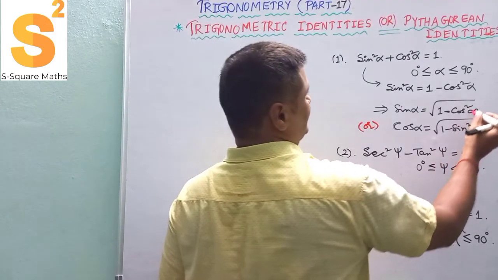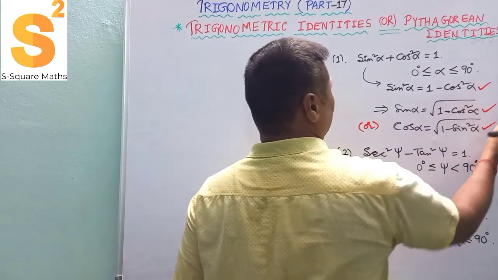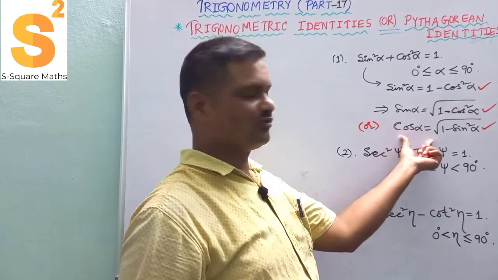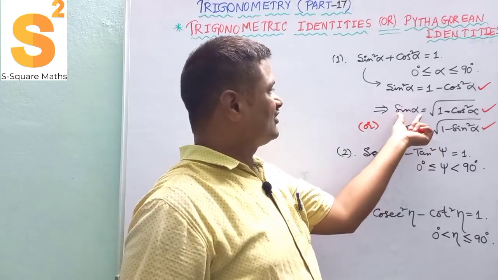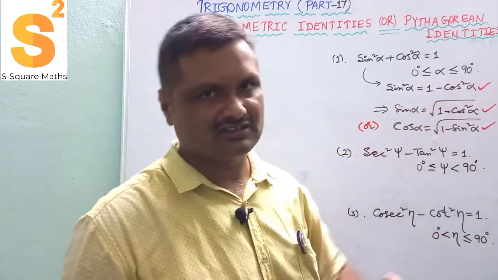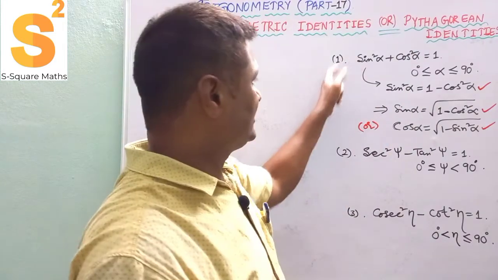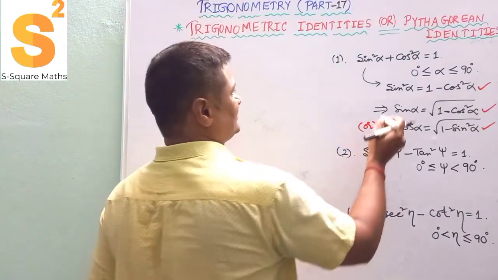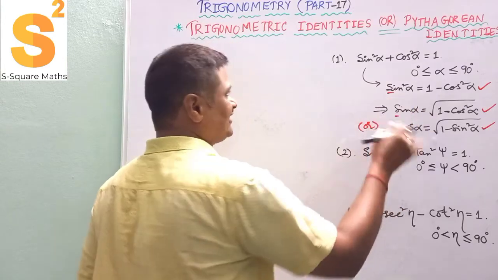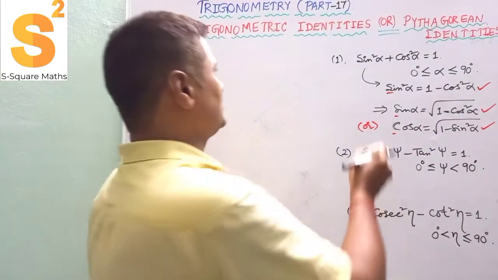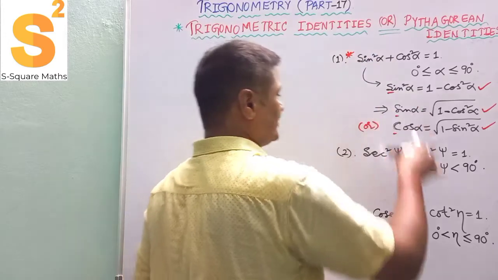Like this we can go through various deductions. One more I can also write here, cos square alpha is equal to 1 minus sin square alpha. So these are the various deductions, the first, second and third, and one more fourth. If you remember this first one, the remaining 4 you can do.